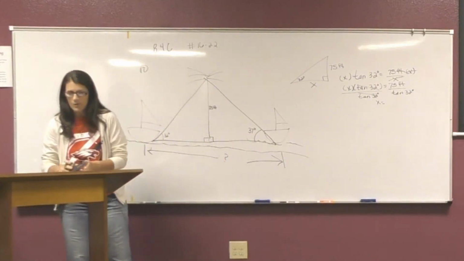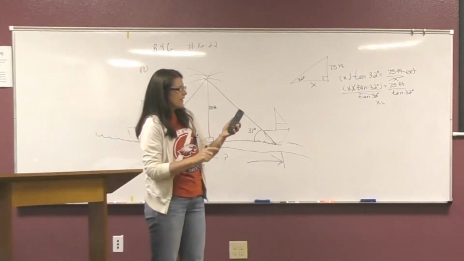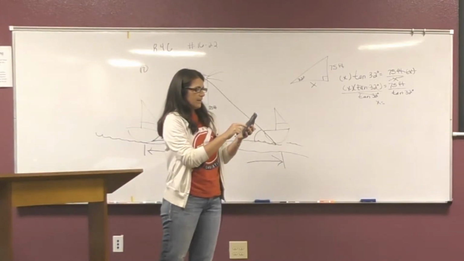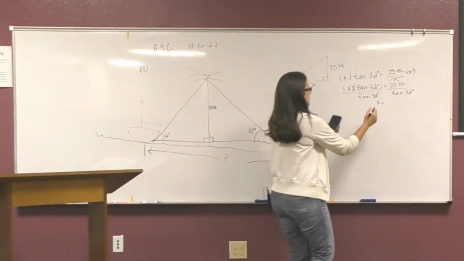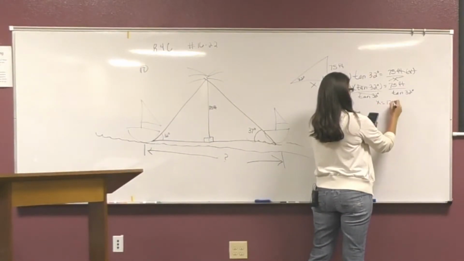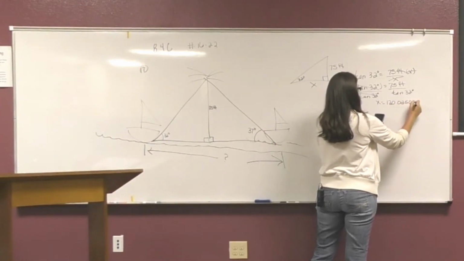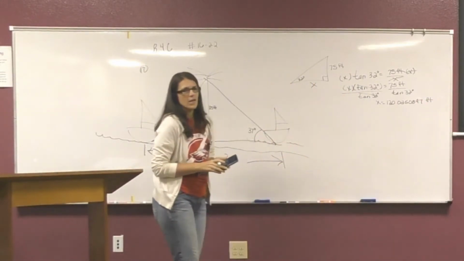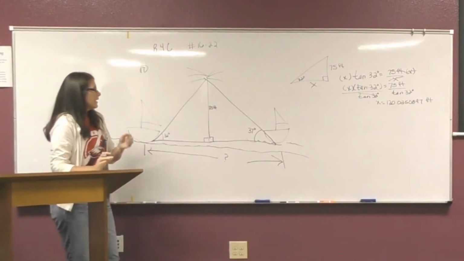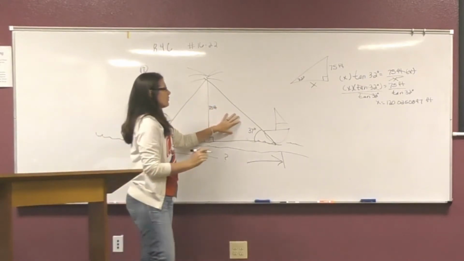Okay, so that's when your calculator takes over. So you get 75 divided by, just hit tangent, 32 equals, so this is 120.0250897 feet. Okay, hang on to that number. All right, so let's do the same thing with this one right here.